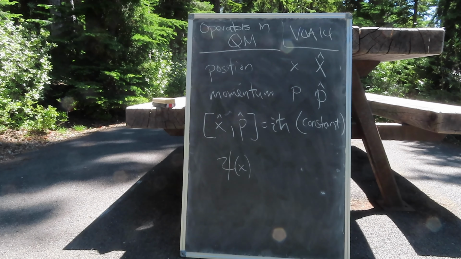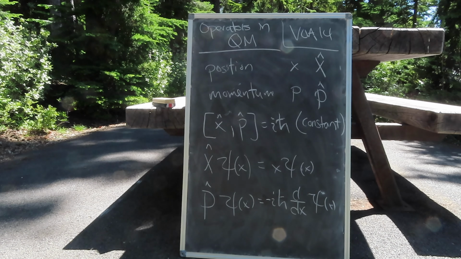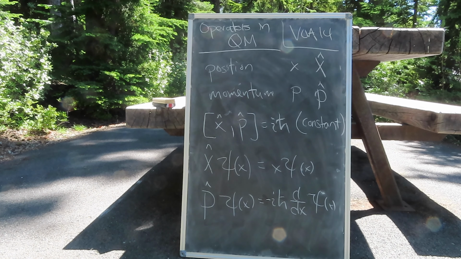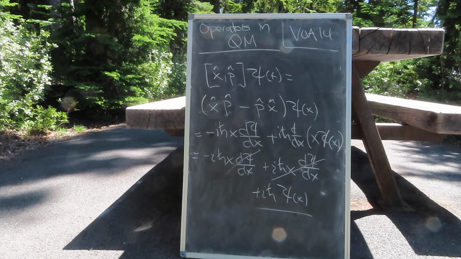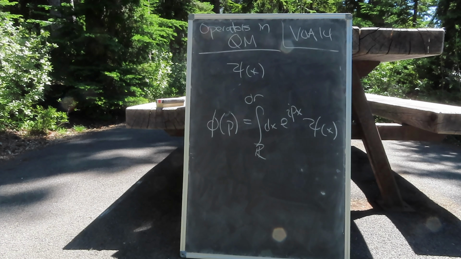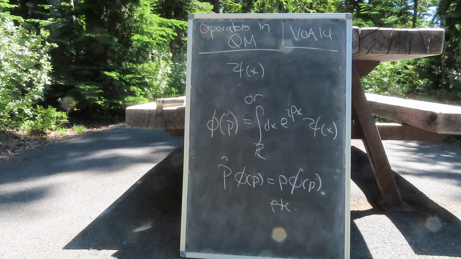In the Schrödinger picture, vectors take the form of a wave function psi of x. The operator x hat simply yields the eigenvalue x, the position. The operator p hat acts as a derivative. Their commutator yields a constant eigenvalue. There is, of course, a dual description in terms of the canonically conjugate variable p using the appropriate Fourier transform.